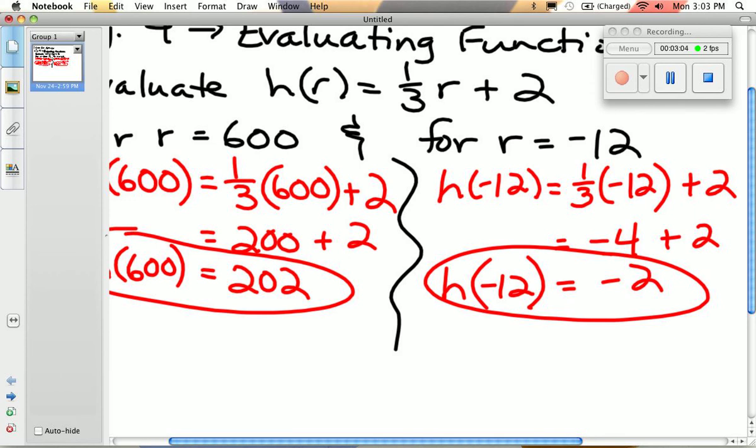Okay, where's -12 going in? If I ask you to put it in the correct location? In the domain. And where's -2 going? In the range. Yeah. Okay.